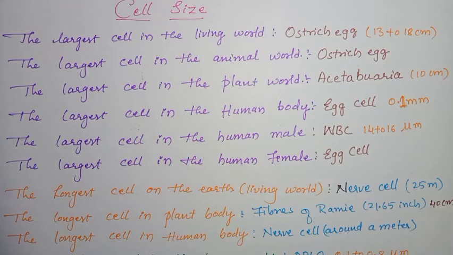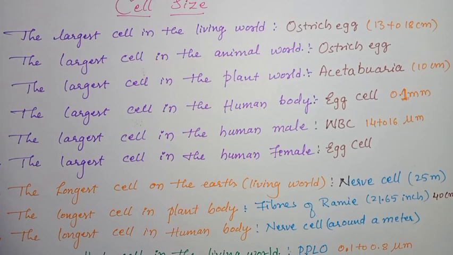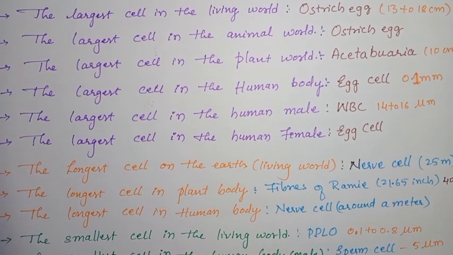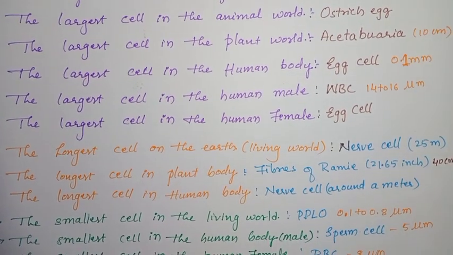The longest cell in the human body is again the nerve cell, which is about a meter, from the base of the spinal cord to the toe of your feet.